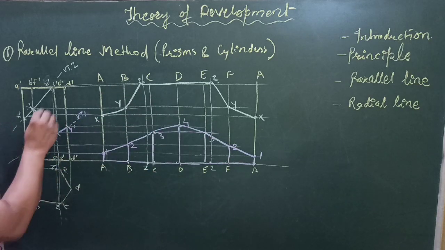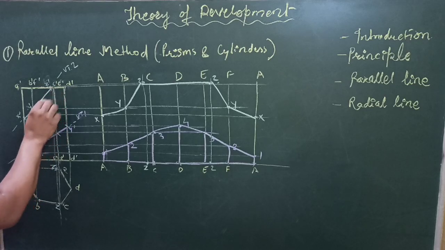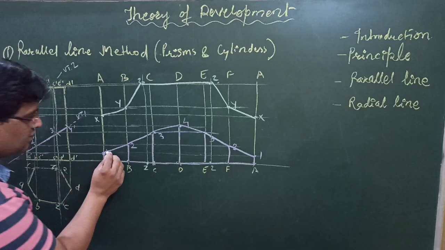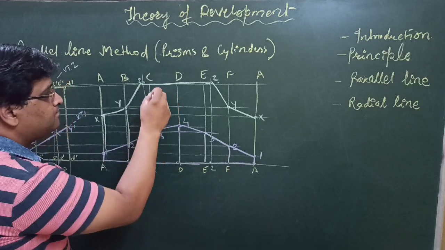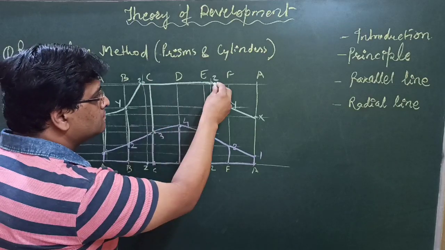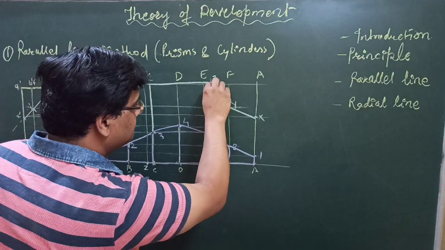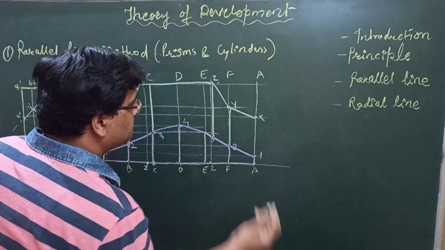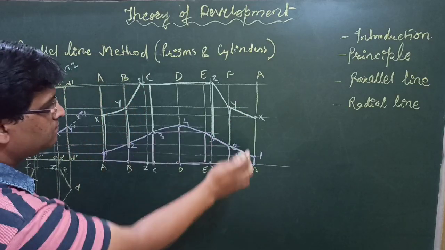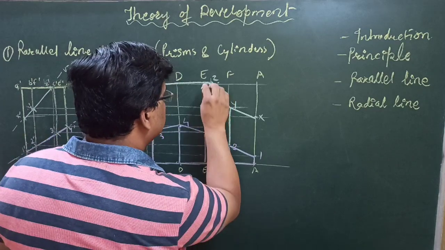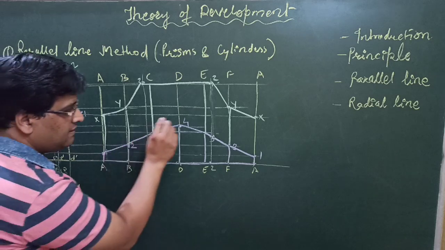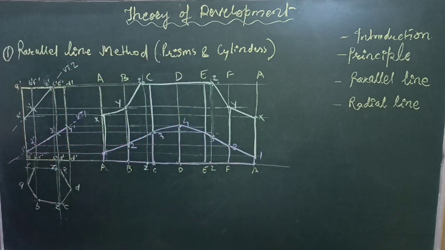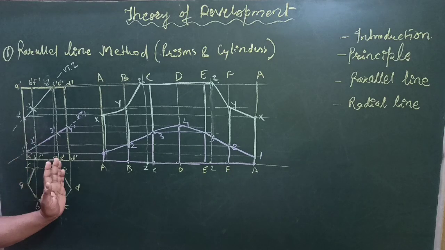If they would have said that develop the middle part between the two cutting planes, then only this part will be darkened, the middle part. Like this. And so on. This one. Right? This line and this line also. So in this manner you can draw the development of prisms.